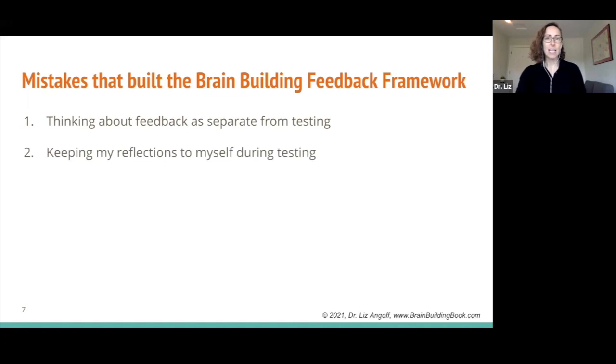Second is keeping my reflections to myself during testing, thinking, well, I don't want to tip them off to whether they're doing well on things or doing poorly on things, because that will mess with standardization or it will make them feel bad. And of course, I'm not interrupting the test itself, but when kids do really poorly on something, they know. And they might try and hide it or try and move on, but they kind of know that didn't go so well. And when they do really well on something, often it's exciting and they like it.